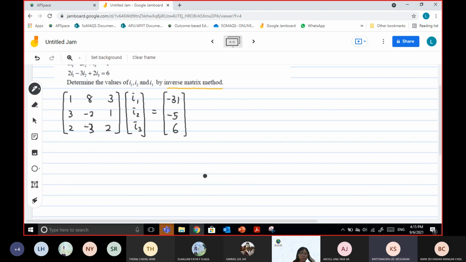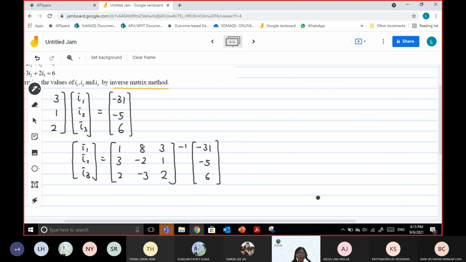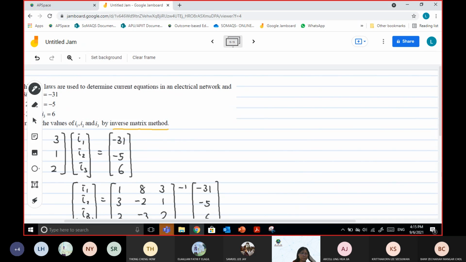And next, we need to solve for I1, I2, and I3 by the inverse of the matrix, then multiply with the negative 31, negative 5, and 6. Okay, so now let's find the determinant. I want everyone to do it now. Okay, so we get the determinant.